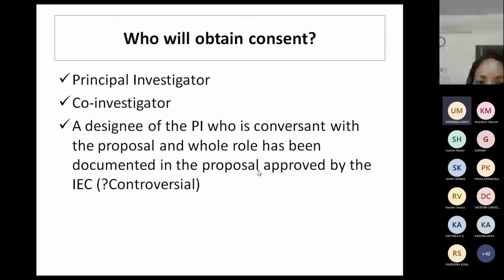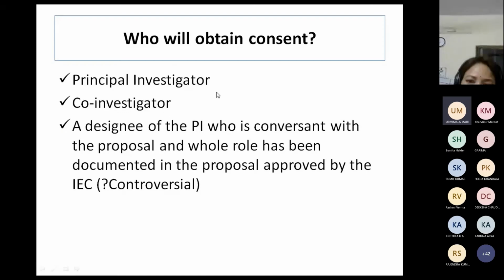Who will obtain consent? For your thesis protocol, you are the principal investigator and you are supposed to obtain the consent. However, consent can also be obtained by the co-investigator or a designee of the principal investigator who is conversant with the proposal, but this is still controversial. For all intents and purposes, just to make sure that you are the person who is taking the consent, okay?